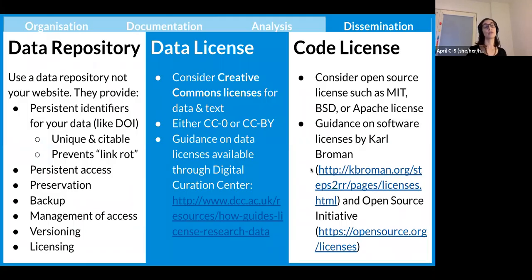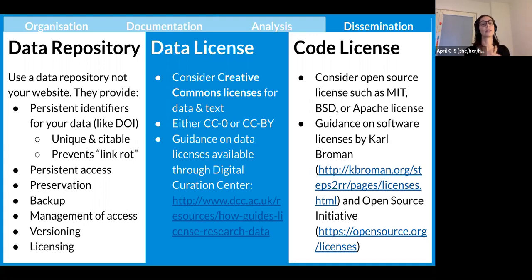So instead, what you want to do is pick a data repository. The benefits are they give you a persistent identifier. And this allows that link rot to not happen. This identifier will last for years as long as that repository is managed. And many of these repositories have very rigorous plans for staying stable over time. It allows persistent access. It preserves your data over time and your code. Many of them will have a backup option. So you're ensuring that you're not going to lose it if something happens to the platform.